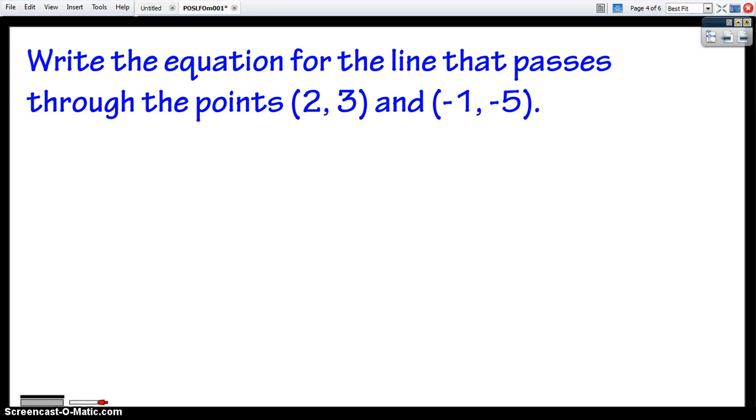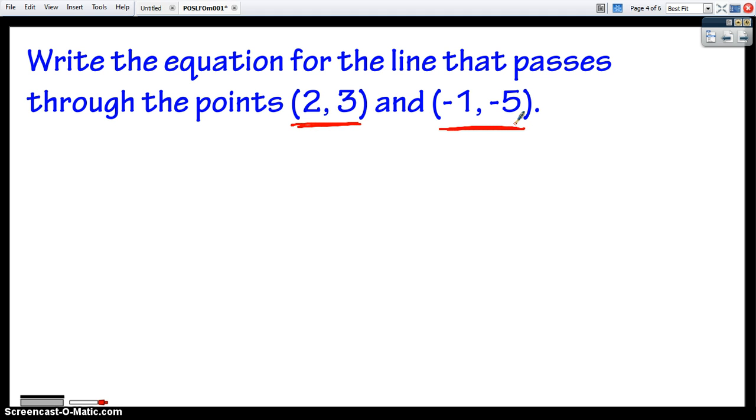Alright, let's take a look at this problem. Write the equation for the line that passes through the points (2, 3) and (-1, -5). Now, hopefully you notice that the first thing is we've been talking about point slope, yet that's not the information they gave us. They gave us a point and then another point.